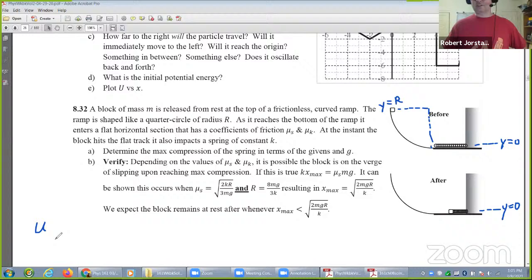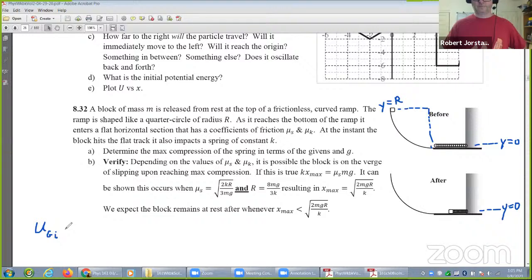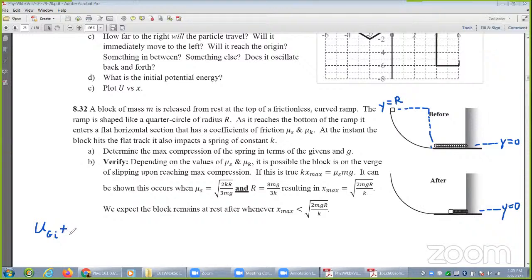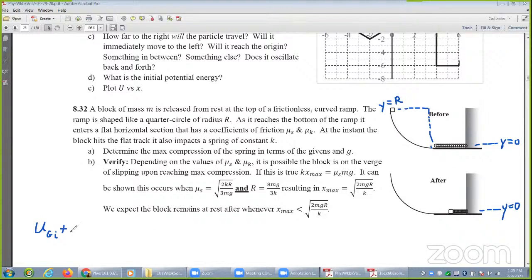What types of energy do we have initially? Do we have gravitational? Yes or no? Yes. Okay. Do we have spring initial? Yes or no? No. Okay. How about kinetic initial? Yes or no? No kinetic. Okay. What about work by external non-conservative forces? Yes. Okay.